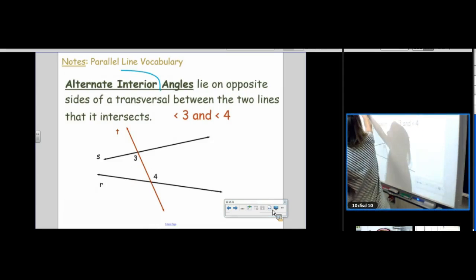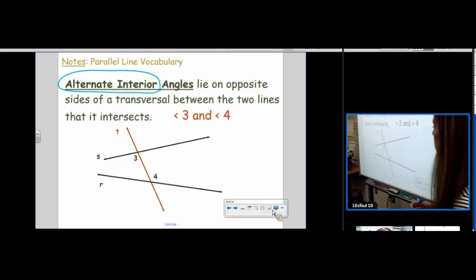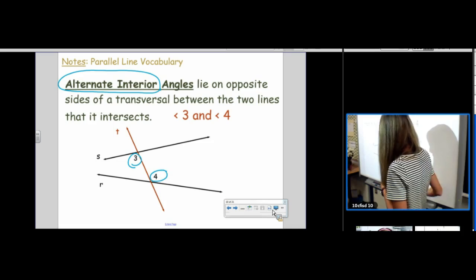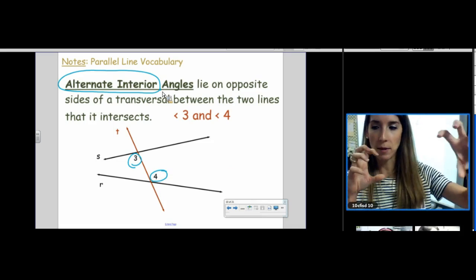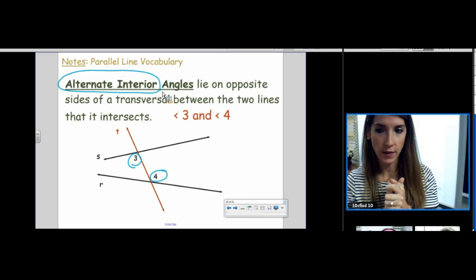So this is the next word you're writing. Alternate interior angles. And you're marking your picture. You're putting 3 and 4 in the correct spot so that when you study these words, you're studying the right relationship. They're on alternate sides of transversal T.